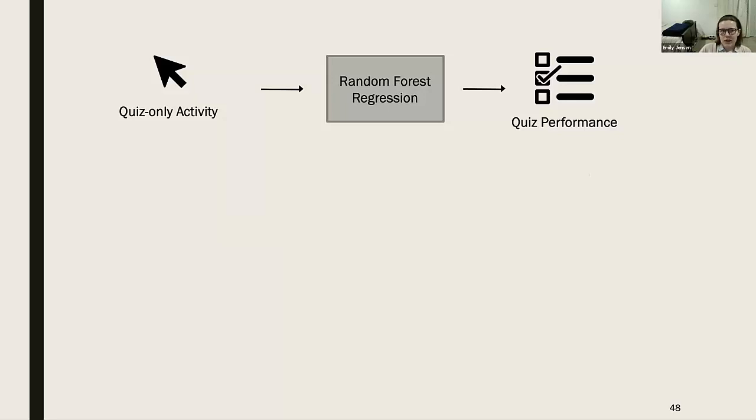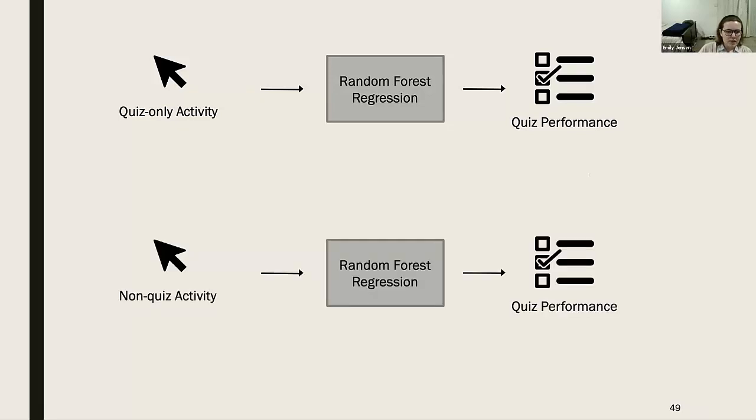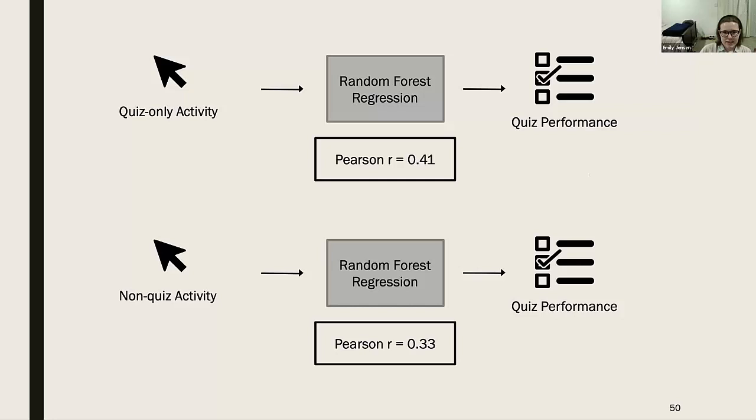And so we built two separate models here. We took the quiz-only activity and put that through our random forest regression to predict quiz performance. And we also took non-quiz activity and trained a separate model using those features only. In this case, we found that quiz-only activity gives us a correlation of 0.41, which is very similar to the original model. And our non-quiz activity gave us a correlation of 0.33, which, while still better than random, is giving us some sort of signal. It looks like this quiz-only activity is actually giving us a pretty good signal compared to all of the features together.